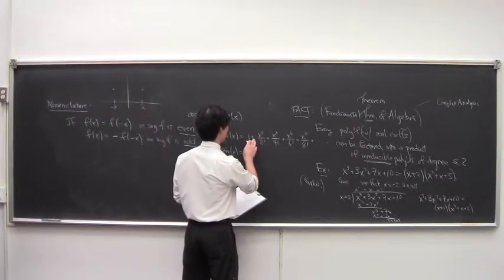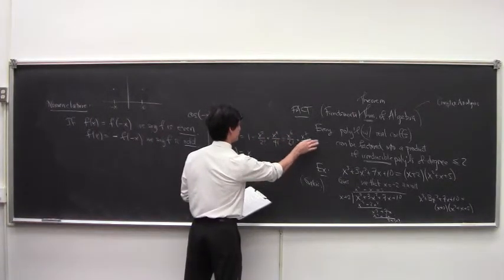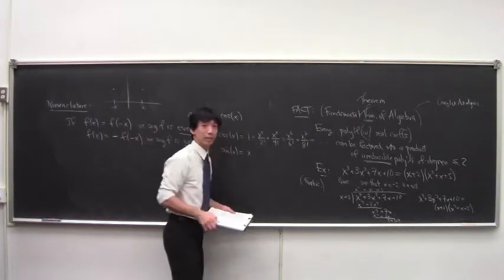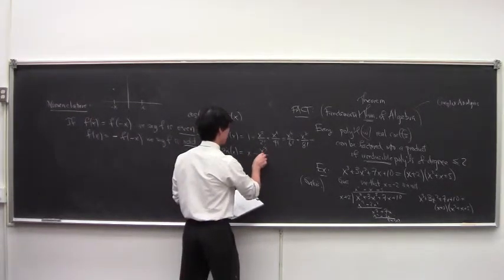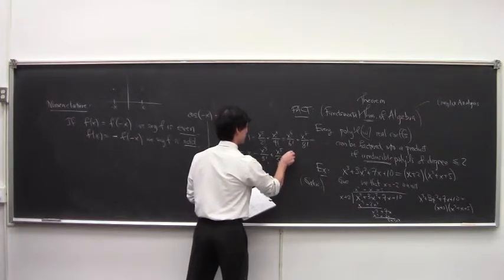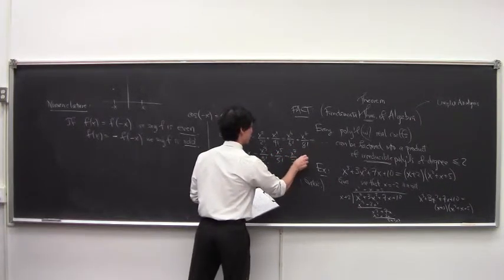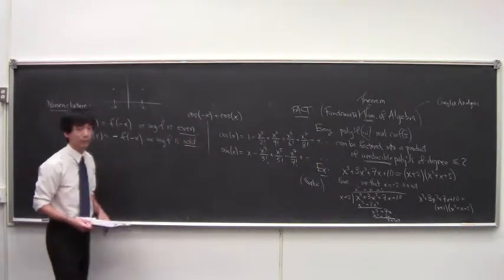Wait a second, what am I doing? This should be minus, plus, sorry, it's alternating signs. And then here you get x minus x cubed over 3 factorial plus x to the 5th over 5 factorial, plus, minus, et cetera. Okay. So anyway, just for your amusement.